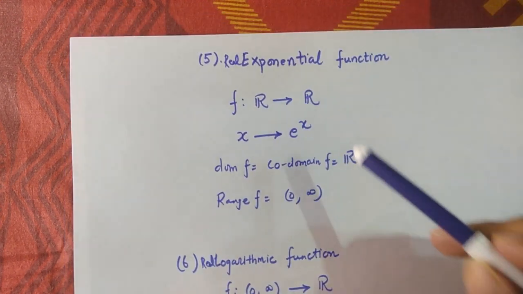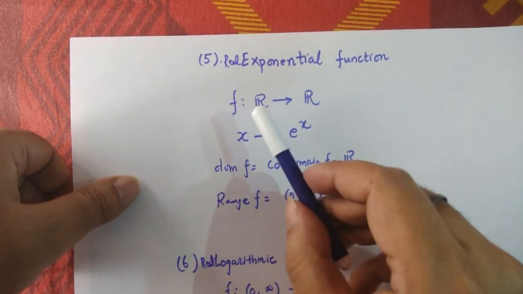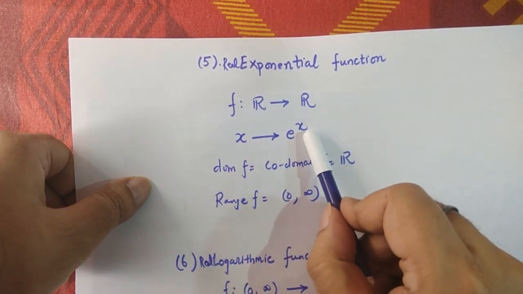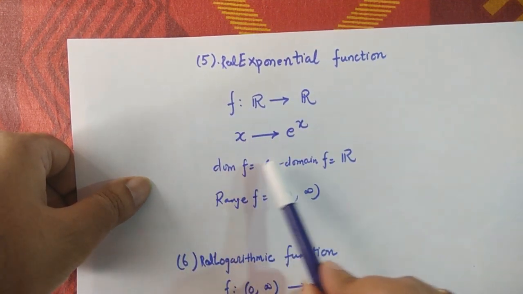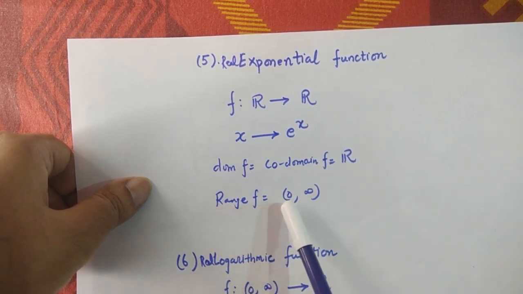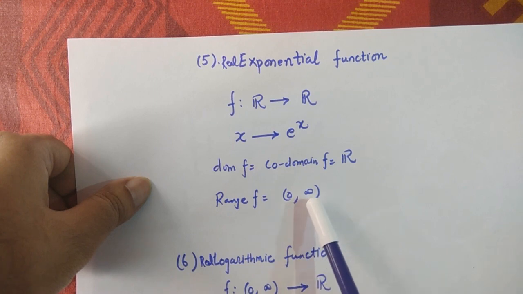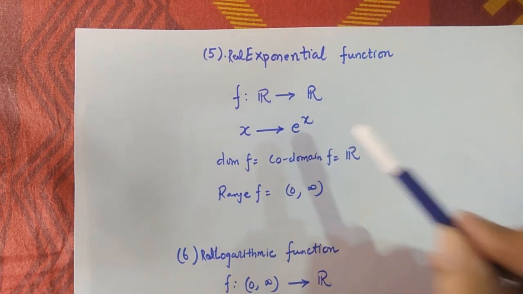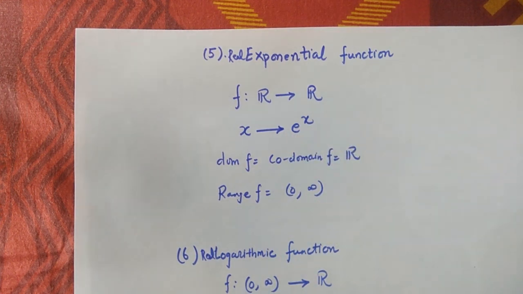Let us consider the real exponential function. F is a map from R to R such that x gets mapped onto e to the power x. The domain and codomain of f are R, and the range of f is the open interval 0, infinity. Let me just mention that I have not rigorously defined what e to the power x means. A rigorous definition of the same will require more sophisticated tools and machinery from mathematics, which is not our present concern.